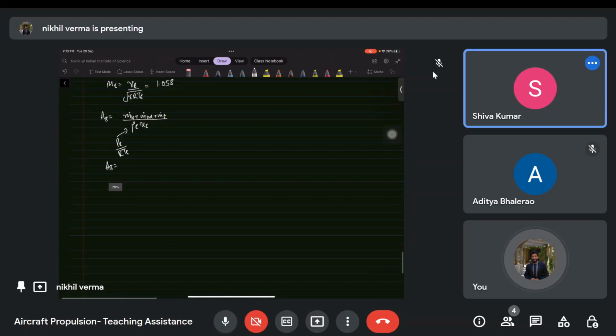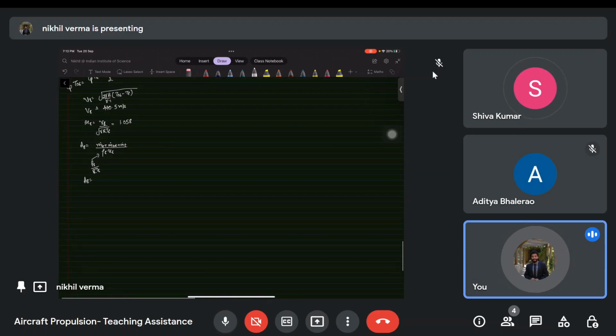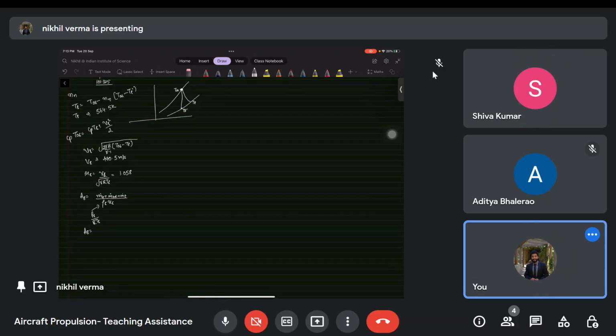Okay. So I hope you have seen this part, right? What we are doing here. So this is a long question. Probably you will not expect this thing in your assignments, but it will be a good learning experience for you all because it gives you an overall picture of how you do a cycle analysis for a turbofan engine, right?